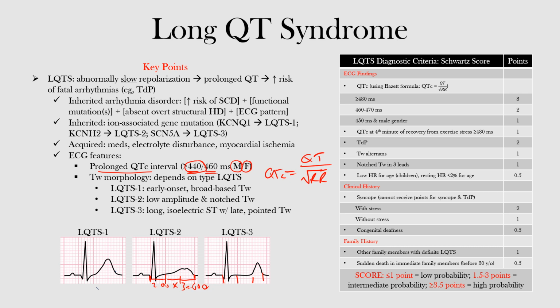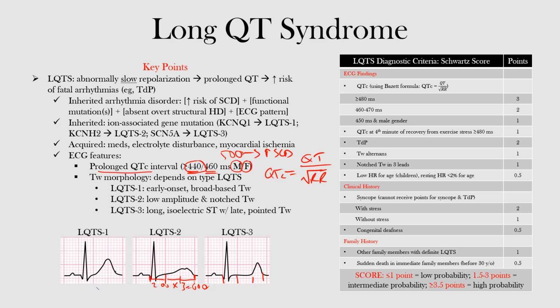In general, if the QTc interval is greater than 500 milliseconds, patients are at a greater risk of sudden cardiac death. Okay, so once you get to 500 milliseconds, these patients are at an increased risk of sudden cardiac death, okay, the risk for the arrhythmia.